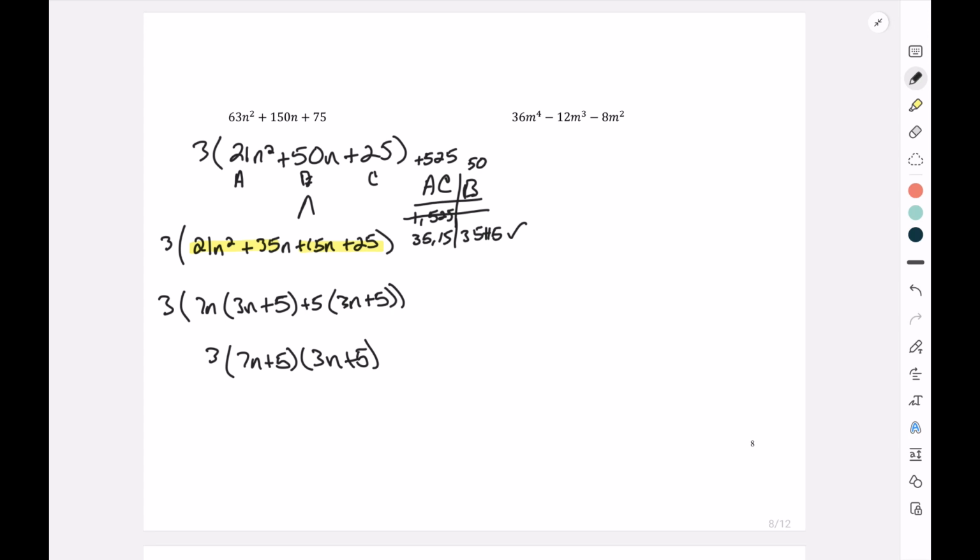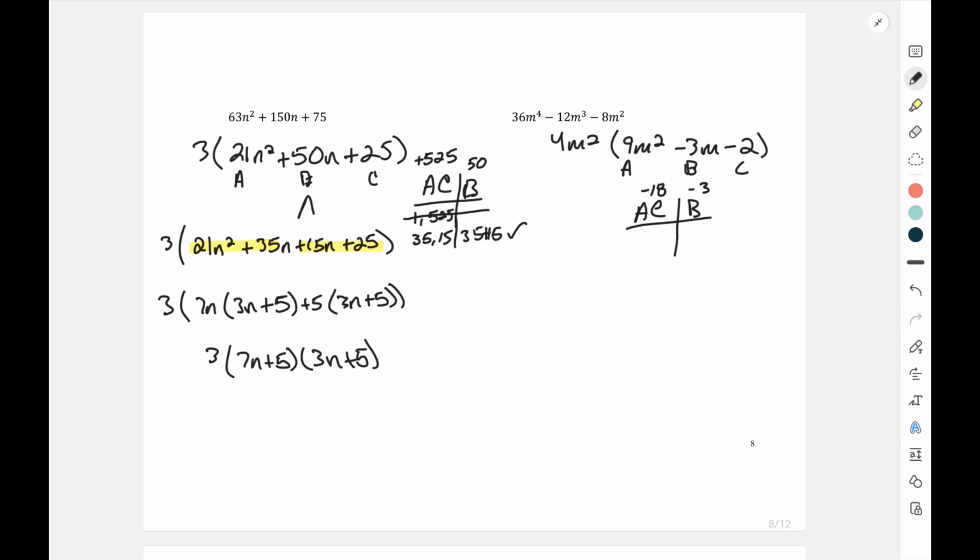For the next one, we have 36m to the 4th minus 12m cubed minus 8m squared. First, I would pull out the greatest common factor. If we pull out a 4m squared, we're left with 9m squared minus 3m minus 2. Our a is 9, our b is negative 3, and our c is negative 2. Looking at the a and the c, the ac would give us a negative 18, and our b would be a negative 3.